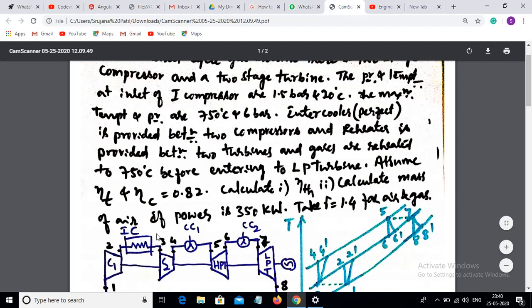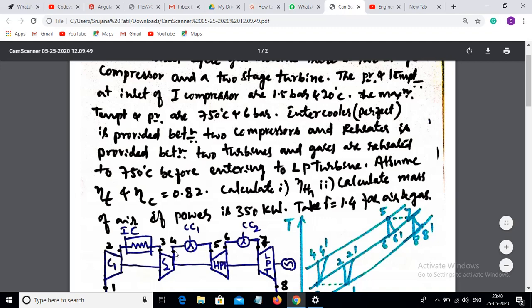It is mentioned that the intercooler is perfect. The intercooler is perfect means the temperature decreased, that is T3, must be equal to T1. So the intercooling takes place at constant pressure. So at pressure P3 that is equal to P2 and temperature T3 that is equal to T1, the air enters compressor 2, where it is compressed to the final pressure. Which is the final pressure? It is P4. P4, the final pressure, is given as 6 bar. After compression the temperature also increases.